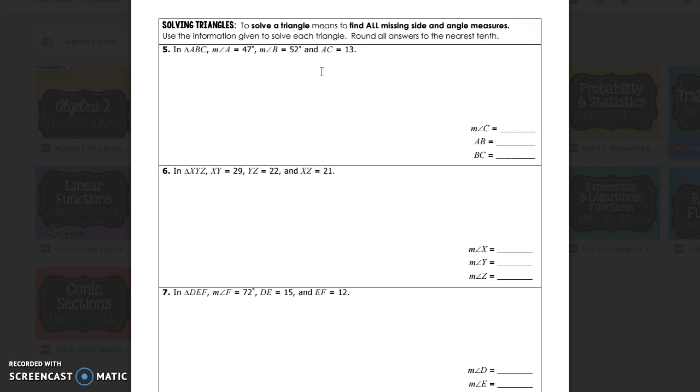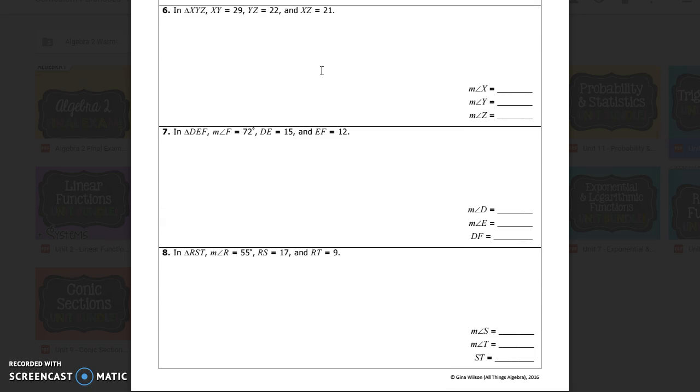And then just a few more examples at the end here without a picture, so students need to be able to draw their own picture, assign the variables and the information based on the picture that they drew, and they should still be able to solve for any of the missing sides and missing angles.